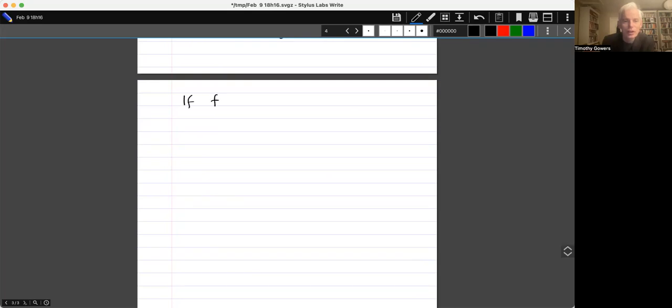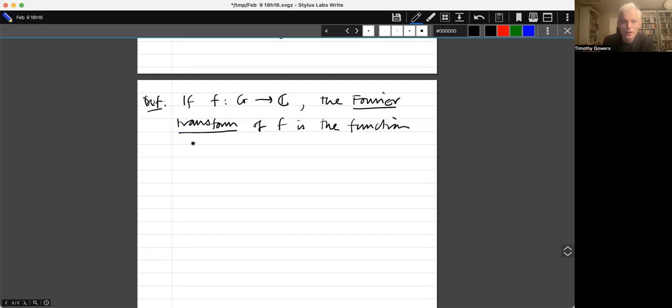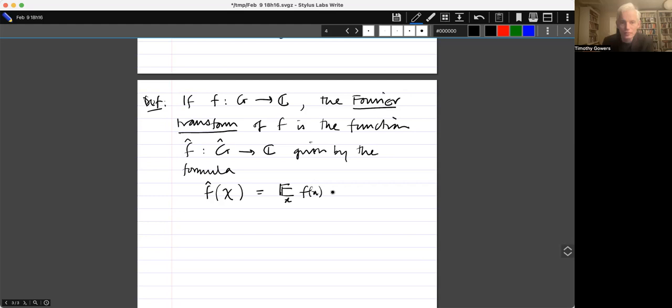So if f maps G to C, this is a definition coming up, the Fourier transform, or the discrete Fourier transform of f is the function f hat from the dual group G hat to C, given by the formula f hat of chi equals the average over all x of f of x chi of x bar, which is nothing other than the inner product of f with chi.